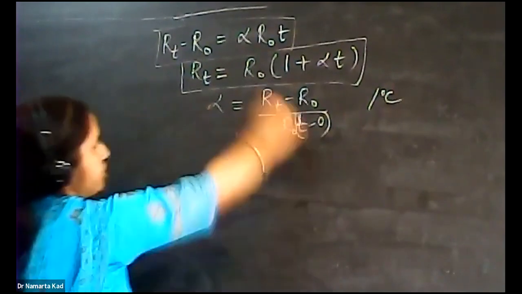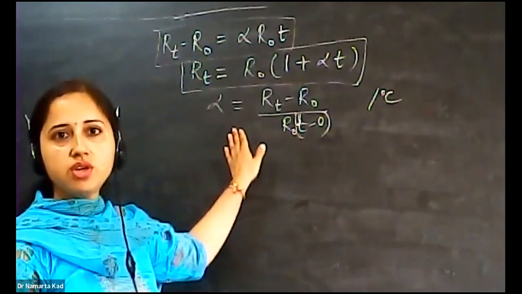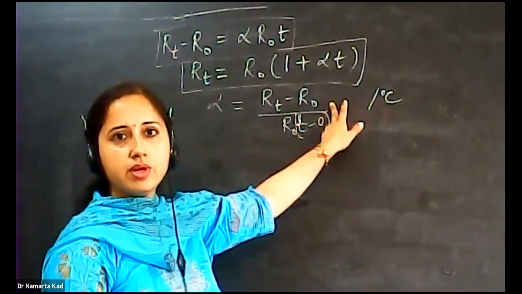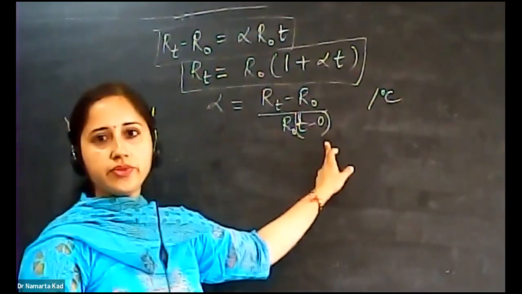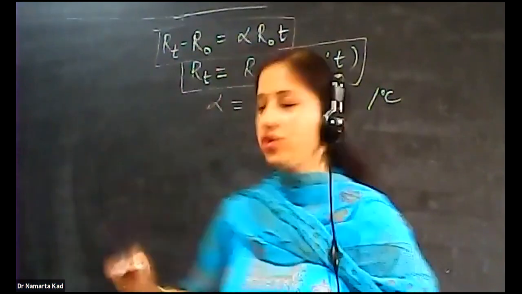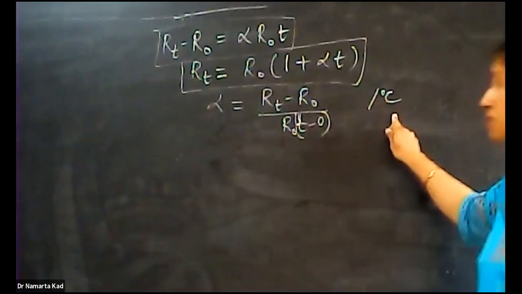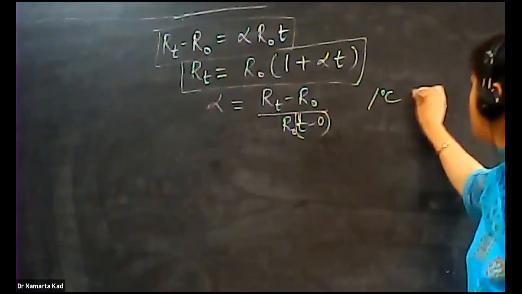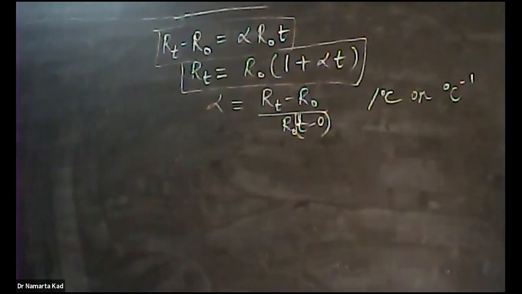Okay, so what is the definition? Alpha, that is the temperature coefficient of resistance, is defined as the change in resistance per unit original resistance per degree rise in temperature. Change in resistance per unit original resistance per degree rise in temperature, and its unit is per degree C. You can write it like this, or you can also write it like this.